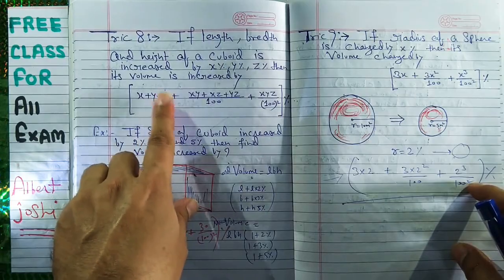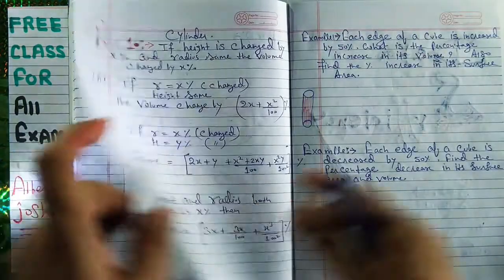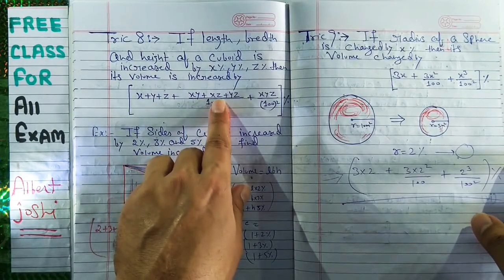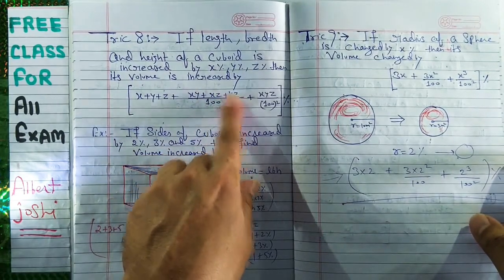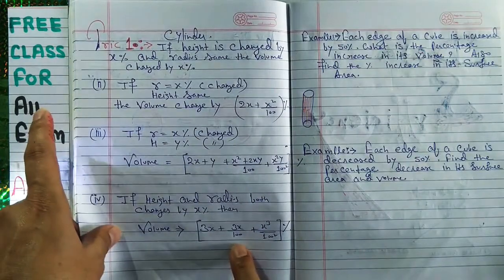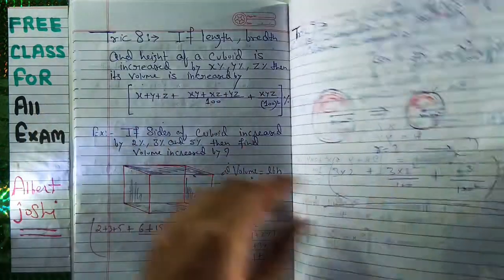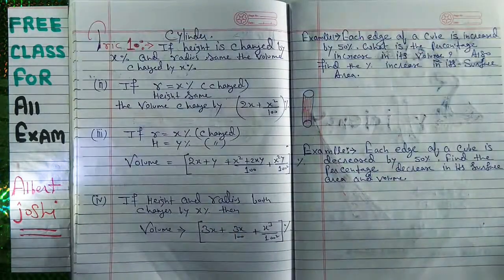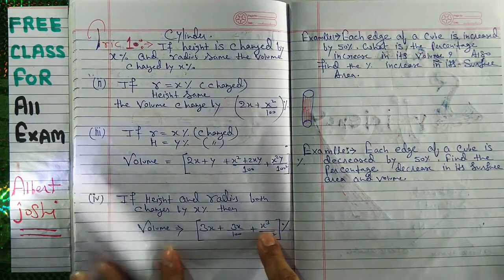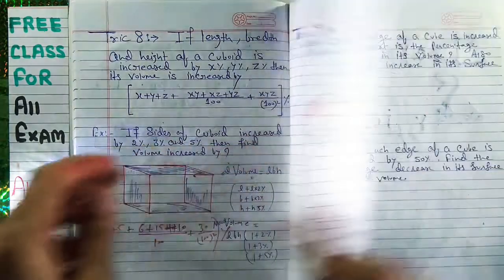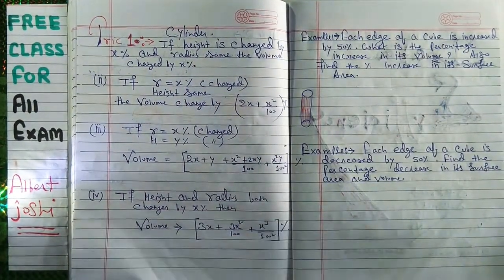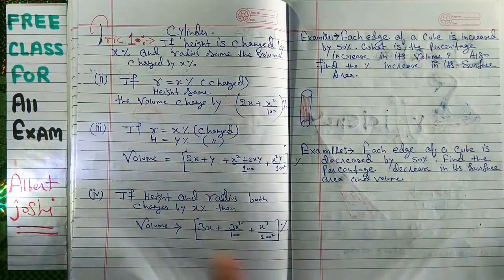So x plus x is equal to 3x, and x into x is equal to x square, so 3x square. So here you have to write 3x, and this is x cube. Okay, we have written something wrong here. This must be x square. Okay. So this is your formula.